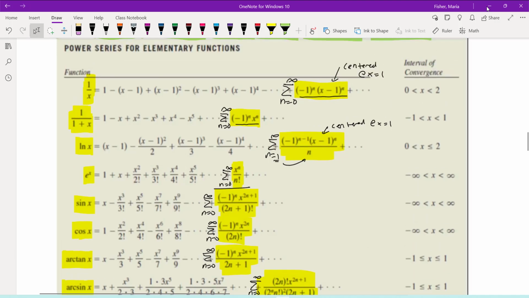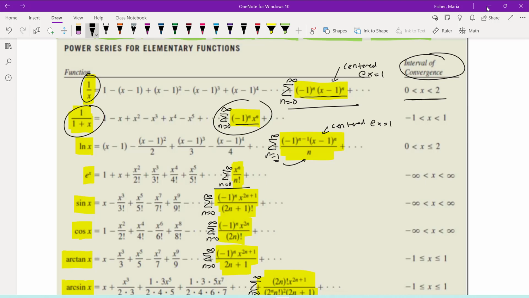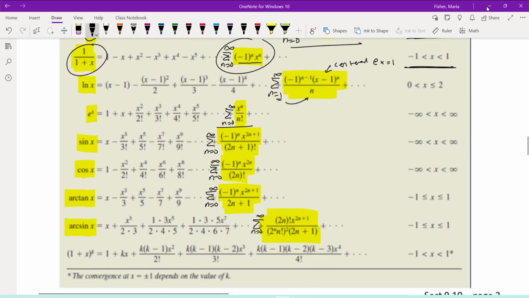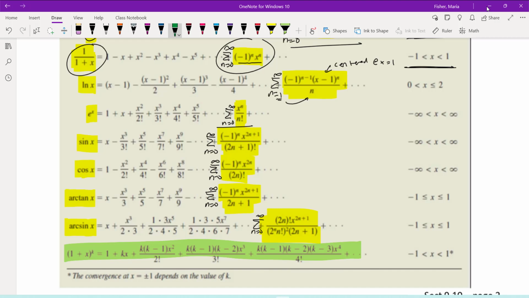The other thing that you see over here is the interval of convergence. So where does this series look like 1 over x? From 0 to 2. Where does this series look like 1 over 1 plus x? From negative 1 to 1, etc., for each one of these. The last one is the binomial series. This is your binomial series, and we're going to talk more about that later in the last few examples.